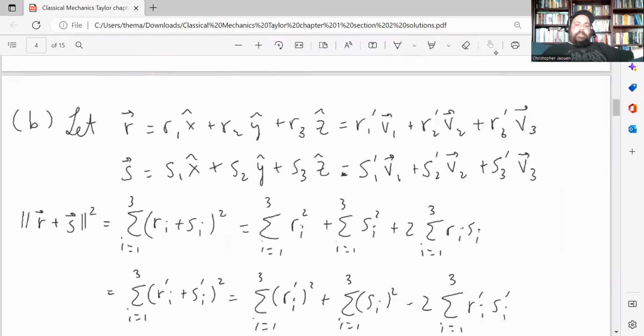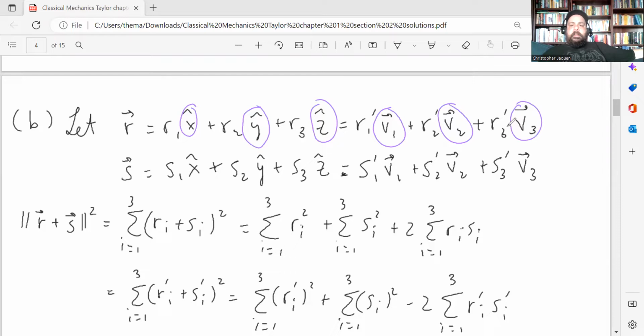All right, so here I'm choosing two different coordinate systems. One of them has the orthogonal vectors x hat, y hat, z hat, and here I have a different coordinate system, v1, v2, v3. So I'm writing r and s in terms of those two coordinate systems. All right, so these things are equal to each other, right? Because they represent the same spatial vector. They just have different coordinates because we're using different coordinate systems.